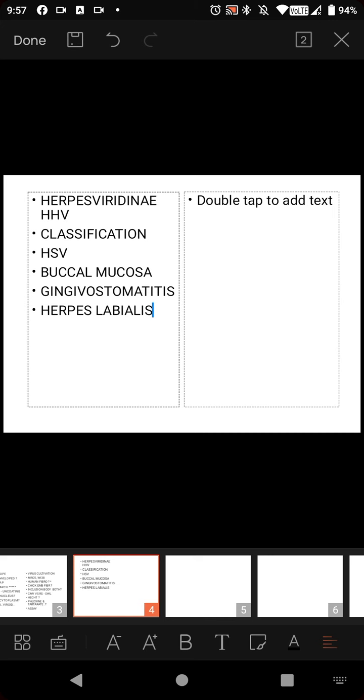Then coming to the encephalitis, the most common cause of acute sporadic viral encephalitis. Okay, most commonly the temporal lobe. Most common cause is HSV.